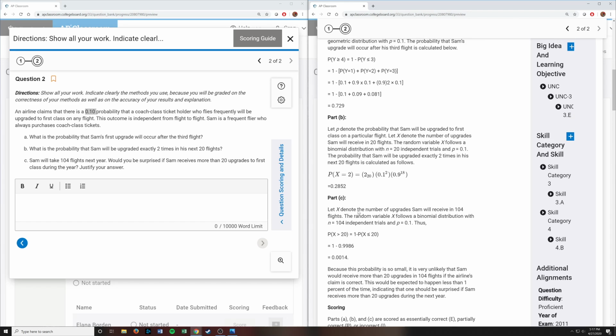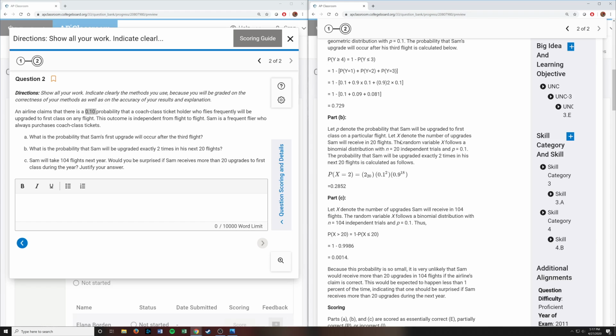Part B. What's the probability that he'll be upgraded exactly twice in his next 20 flights? This is no longer geometric because it's not the number of flights until his first upgrade. This is n equals 20, x equals 2. This is now binomial. So you need to use the binomial distribution here.